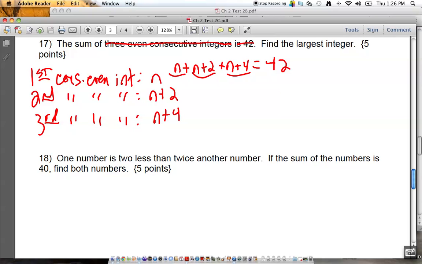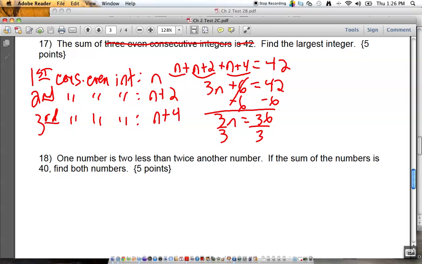Now, is this a same side situation or an opposite side situation? Same side. So if I have one n and another n and another n, how many n's do I have? 3n. And if I have a positive 2 and a positive 4, I have a positive 6 equals 42. Now I can run with it. Minus 6, 3n is 36, divide by 3. N is 12.